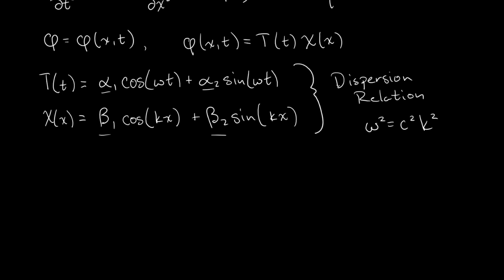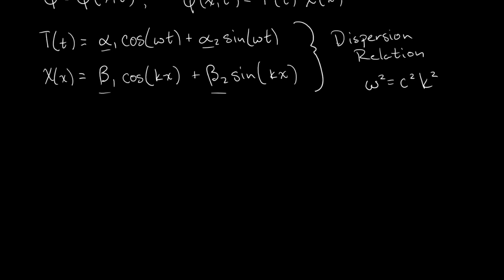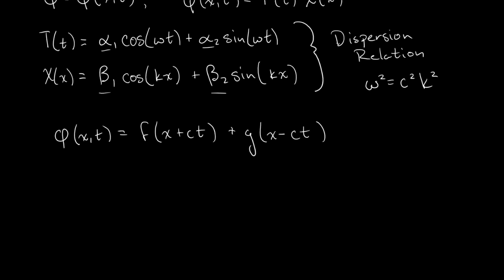So this is generally true, but what we also saw is that in the special case of the one-dimensional wave equation, we could also write our solution, phi of x and t, as a sum of some function f of x plus ct, which is a left-moving piece, plus g of x minus ct, which is a piece which moves to the right. So this is true in general. These are the functions which we now fix by boundary conditions.